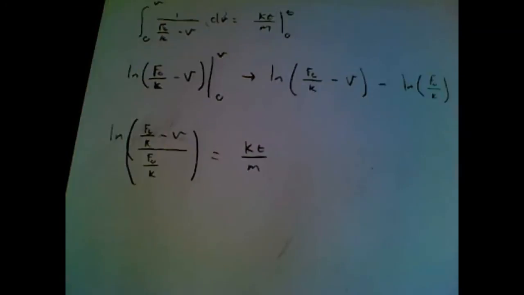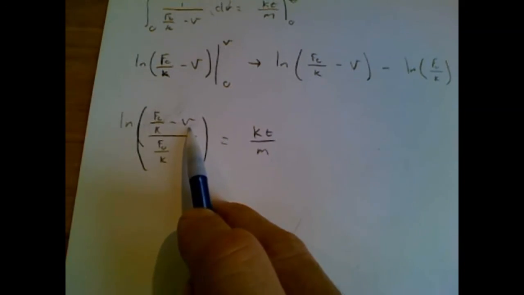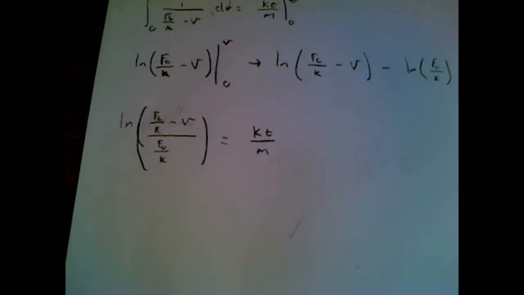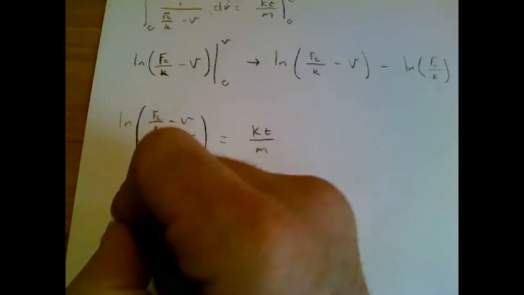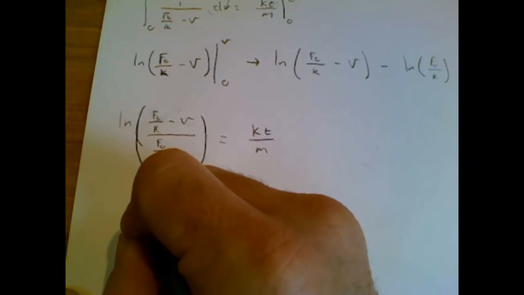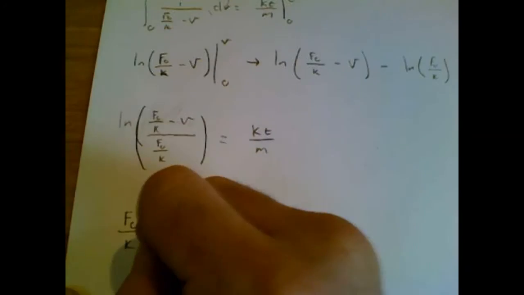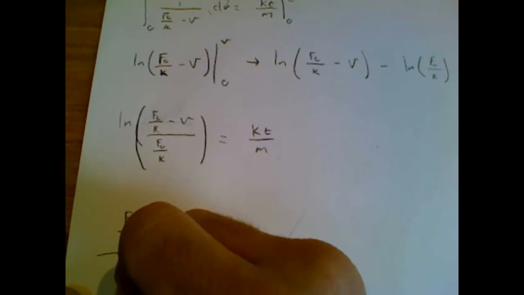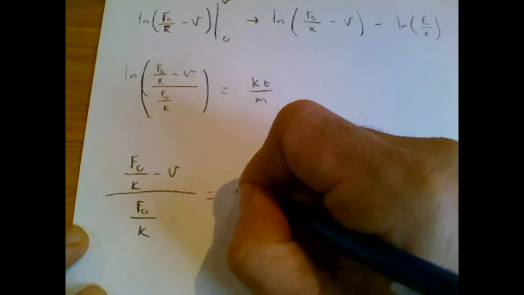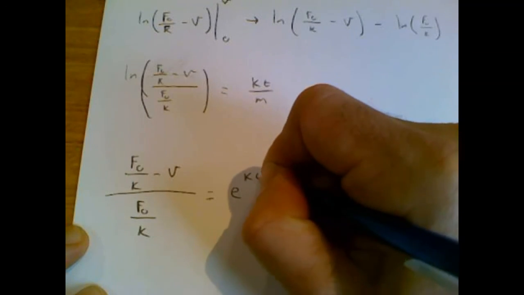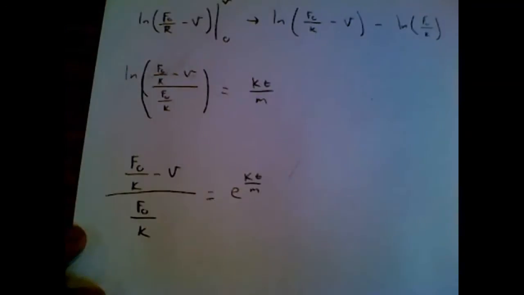All right, so now I need to get rid of my natural log. What is my goal here? Sorry, that's off the screen. There we go. What is my goal here? My goal is to get v by itself, so I'm going to kill that natural log. How do I get rid of that natural log? I'm going to raise both sides to the e. So now I'm going to have f naught over k minus v divided by f naught over k, all on screen, equals e to the kt over m.